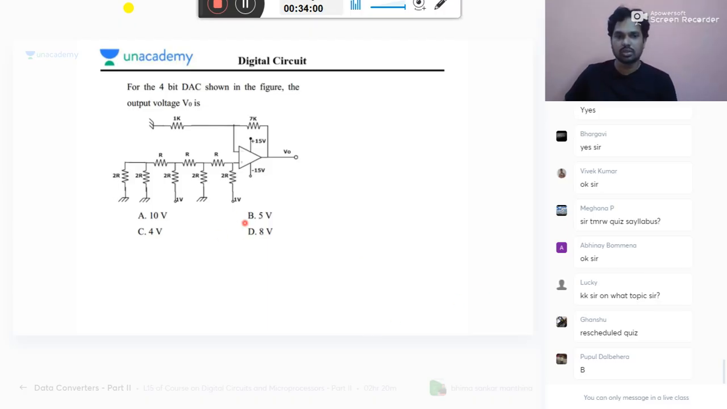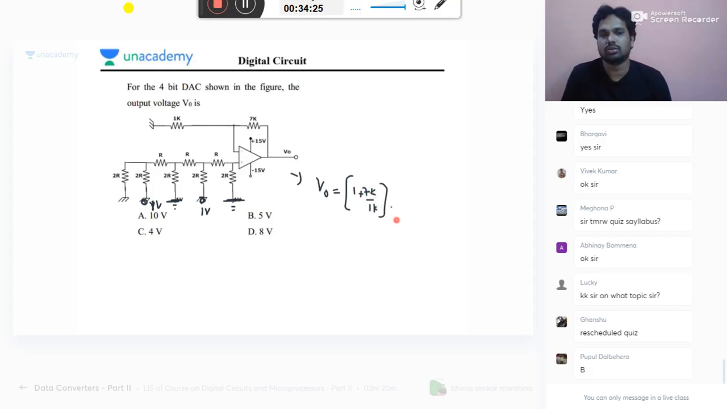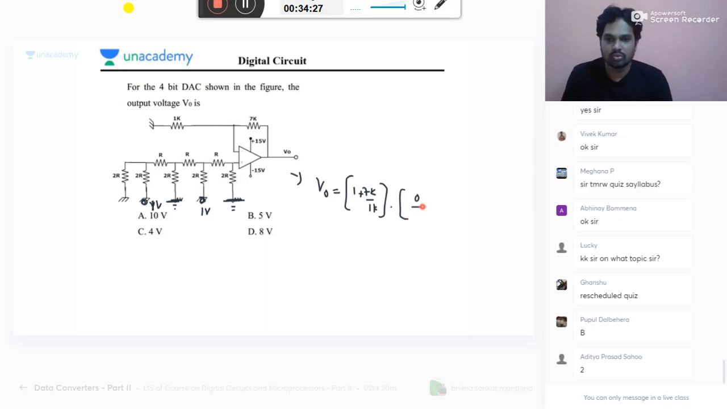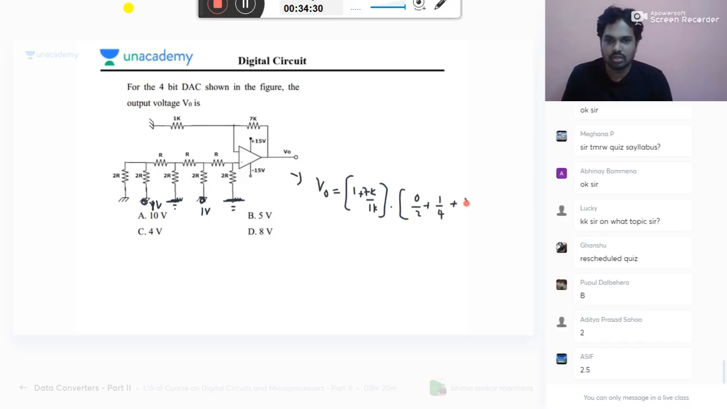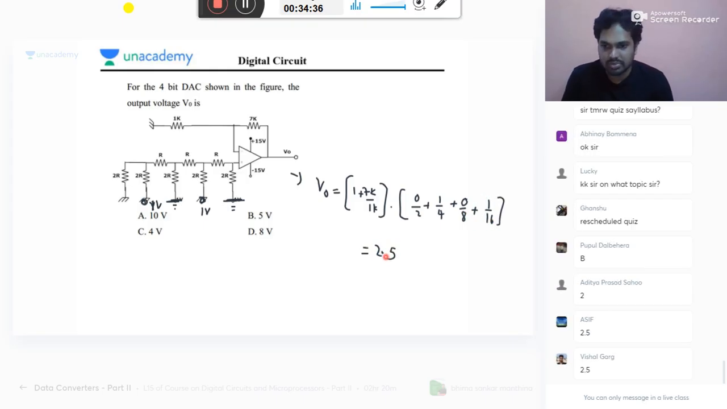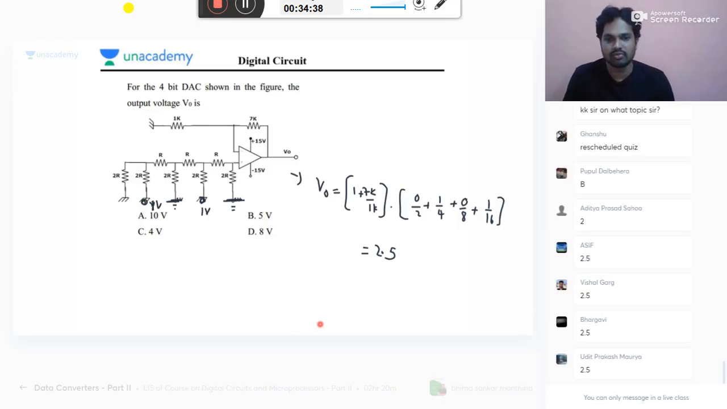Okay, so suppose you assume this is ground. I'm just changing the question, a little small variation, so that it will give you better understanding. Here you give 1 volt, here 1 volt. What is the answer? What is V naught in this case? 1 plus R2 by R1 into 0 by 2, 1 by 4, 0 by 8, 1 by 16, which will give you 2.5. You observe here, the observation is not about 2.5 or not.